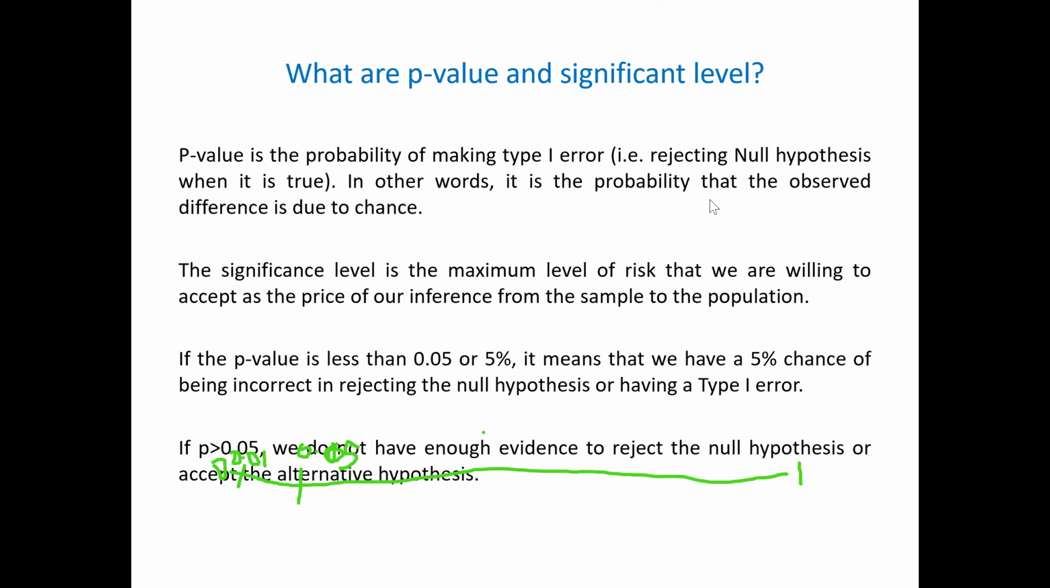So we believe that 5% chance is negligible. But anything greater than that, so if p-value is greater than this, we do not have enough evidence to reject null hypothesis or to accept alternative hypothesis. Now, there are some questions that actually come.